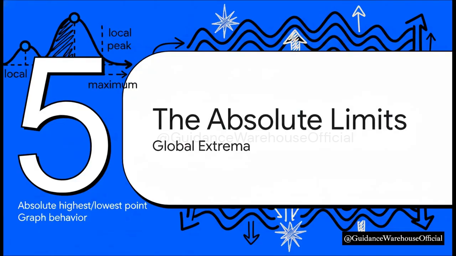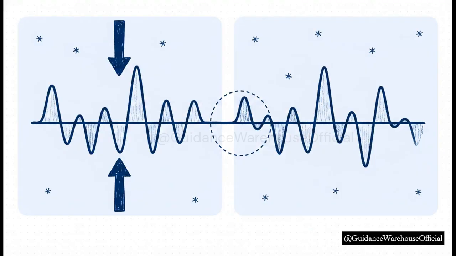Section 5. The absolute limits. Let's build on that last idea. We just established that a local peak is only the highest point in its little neighborhood. But what if we do want to find the absolute highest or lowest point of the entire ride? We really need to distinguish between the two.